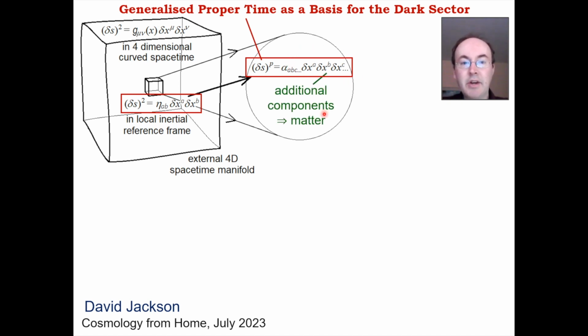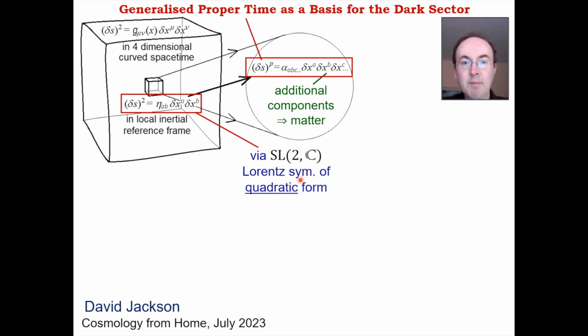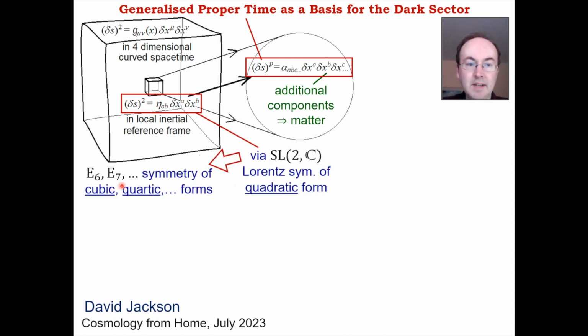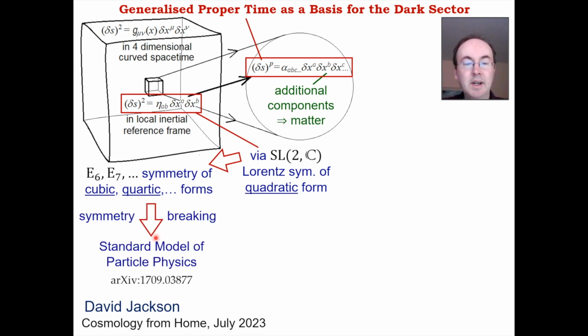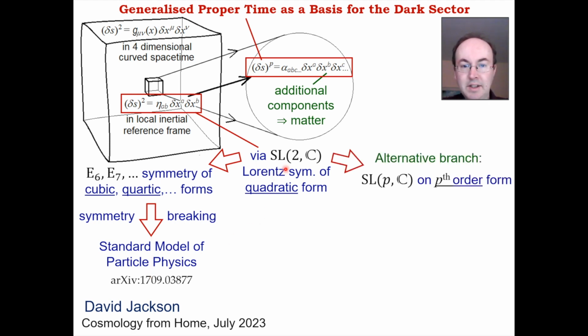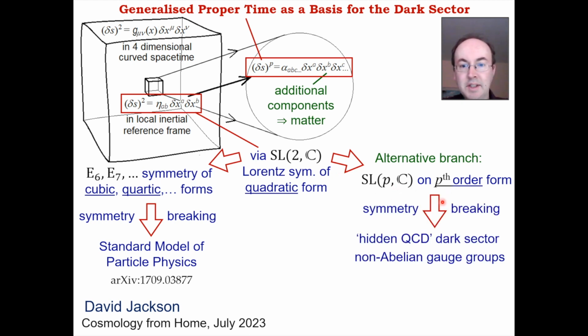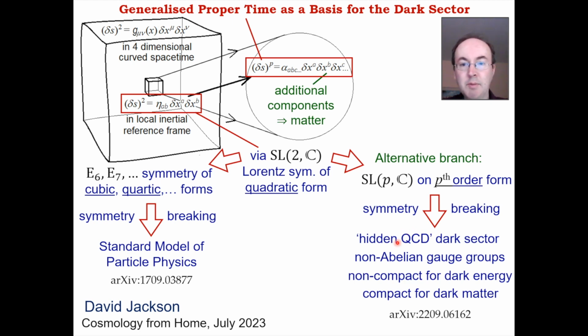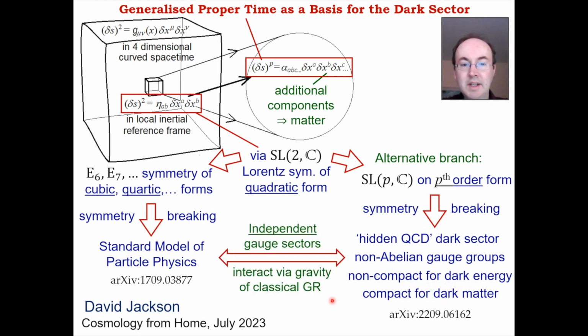In terms of the Lorentz group SL2C, this can now be embedded in the Lie groups E6 and E7, acting on cubic and quartic forms for proper time, with symmetry breaking structures that give rise to properties of the standard model of particle physics. In parallel, SL2C can also be embedded in SLPC, acting on pth order form for generalized proper time, giving rise to a hidden gauge sector with suitable properties for dark energy and dark matter candidates, which only interacts gravitationally with the visible standard model sector.